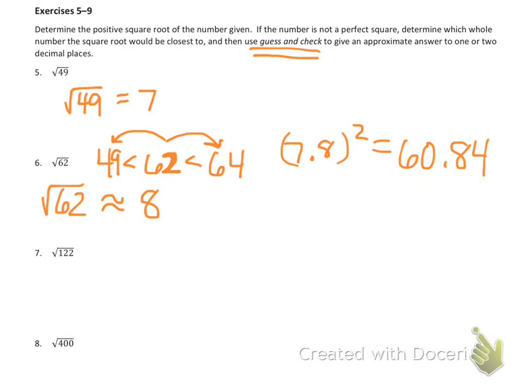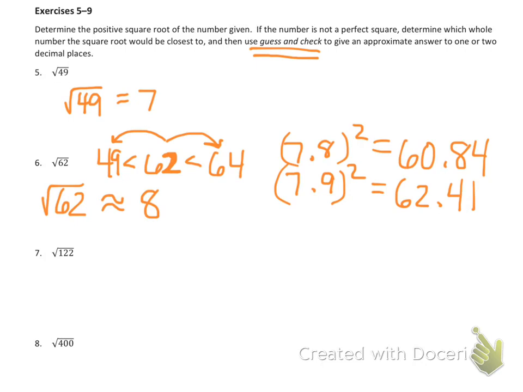Okay, so I'm going to pick a number a little bit bigger. So what if I do 7.9? So 7.9 squared, or 7.9 times 7.9, I'm going to get 62 and 41 hundredths. Okay, so that is a little bit too big, 7.9.